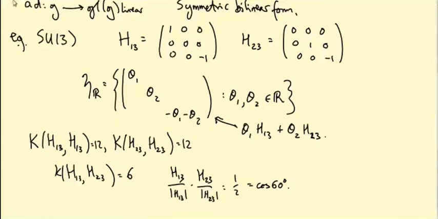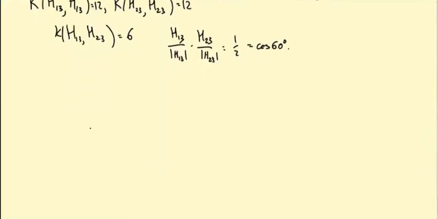Okay, so let's calculate these expressions and check they really are 12, 12, and 6. So I need to figure out first, what is ad H13? Well, it's a map from little sl3C to little sl3C. Remember, this is the complexification of little su3. I need to figure out what it does on a basis.